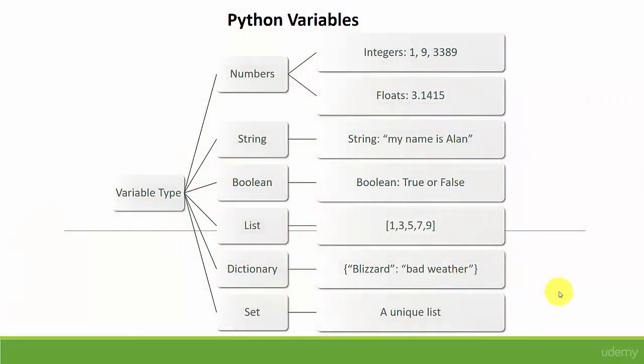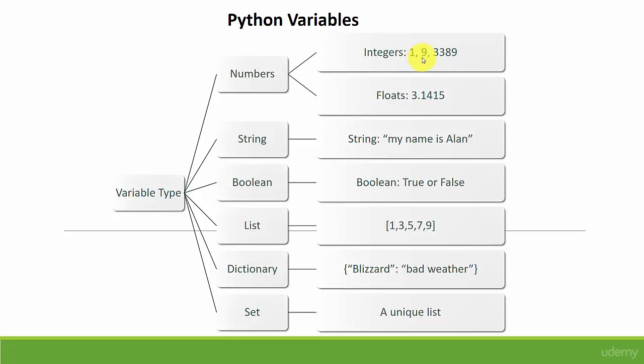Hi, in this lecture, we're going to talk about variables in Python. So here you can see a map of the variable types that we have in Python. First, we have numbers. There are two types of numbers. You can have integers, like 1, 2, 3, 4, 5, and just keep counting. That's integers.